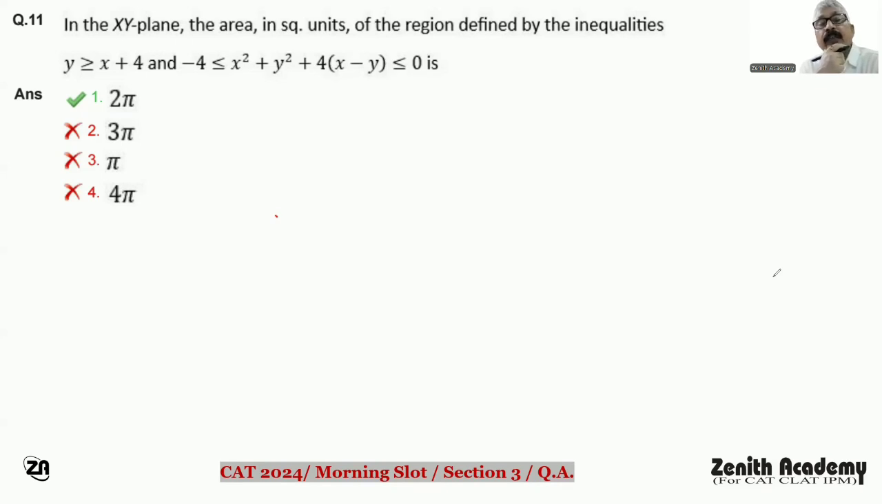In the xy plane, the area in square units of the region defined by the inequalities: y is greater than or equal to x plus 4, and x square plus y square plus 4x minus y greater than or equal to -4 and less than or equal to 0.